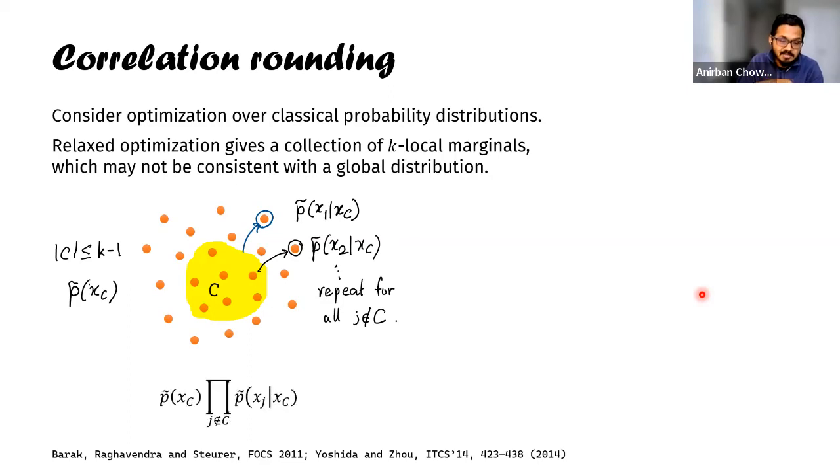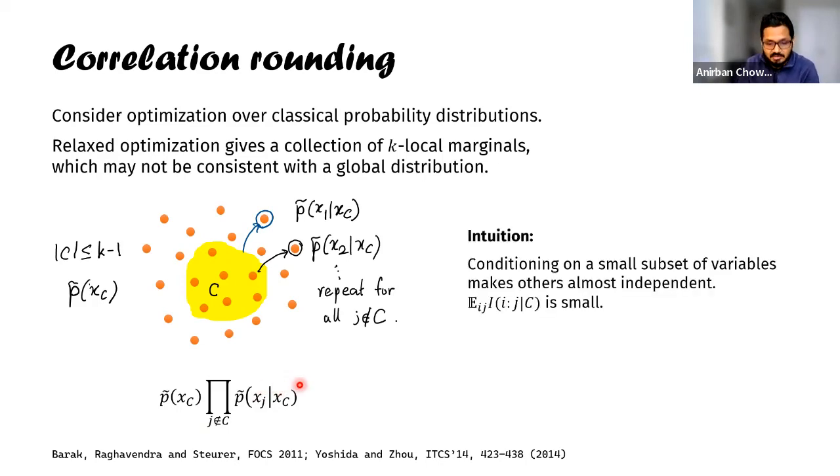And once we do this, we get something like an almost product distribution, where all the variables that are not in C are correlated with the variables in C through this expression, but they are conditionally independent. So if you condition on this outcome xc, a pair of variables i, j that are not in C are independent. And the intuition behind doing this is that this gives you a valid global distribution from your sets of inconsistent marginals.